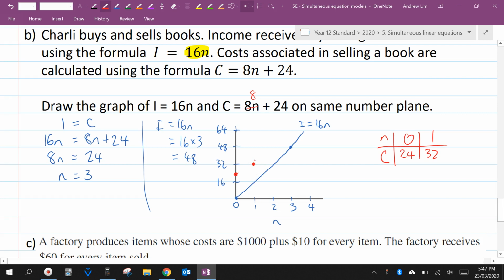Okay, and so now that we've got those two, we will be able to draw a straight line, and it will pass through here, which means that the break-even point is 3. She needs to sell 3 books in order to break even, to not make a profit or a loss.